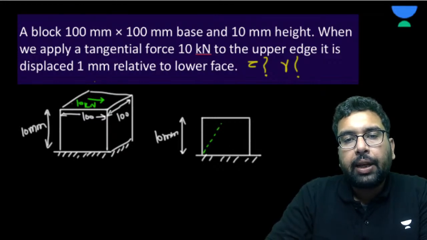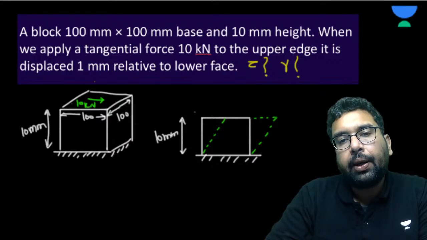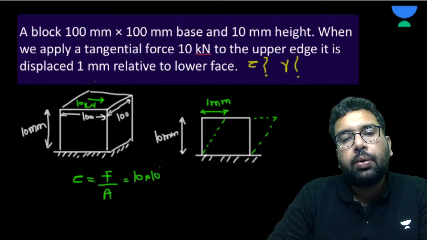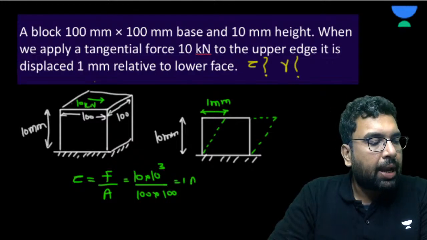So this is going to be like this, right? Now they say that this is going to be displaced 1 mm. So we have to firstly find the shear stress and shear strain. What is the shear stress? It is force upon area. So what is this force? This is 10 kilonewton, that is 10 into 10 to the power 3, upon area, that is 100 into 100. So basically this is 1 megapascal.